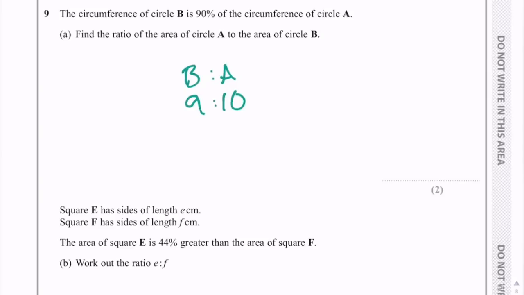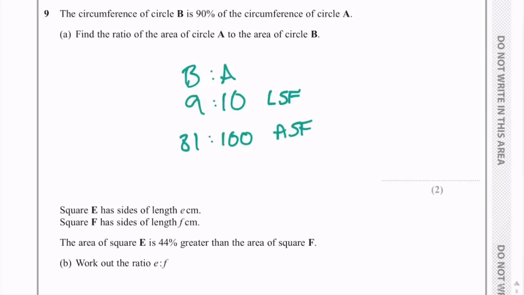10 or 100 is always quite a nice one. I've picked 10 for this one because it's quite nice and easy to work out 90% of 10, and that is 9. So B is 9, A is 10, and that is my length scale factor. Now to get the area scale factor, you have to square both these numbers. So 9 squared is 81, and 10 squared is 100, and that is my area scale factor.